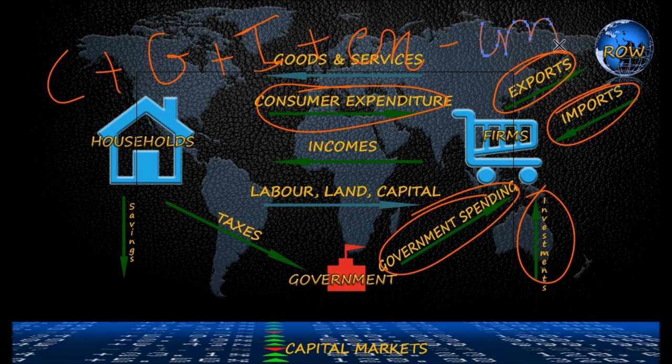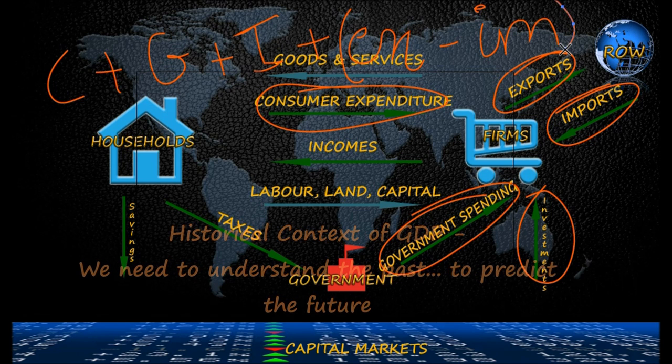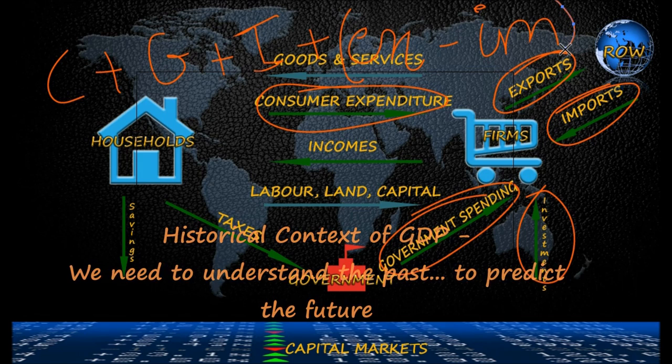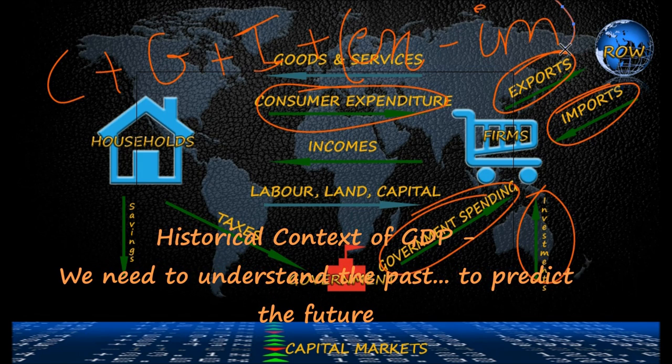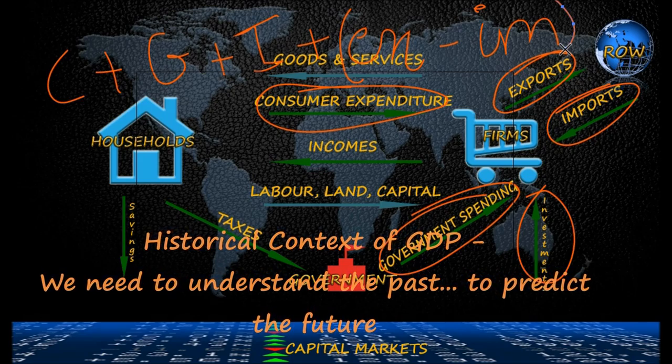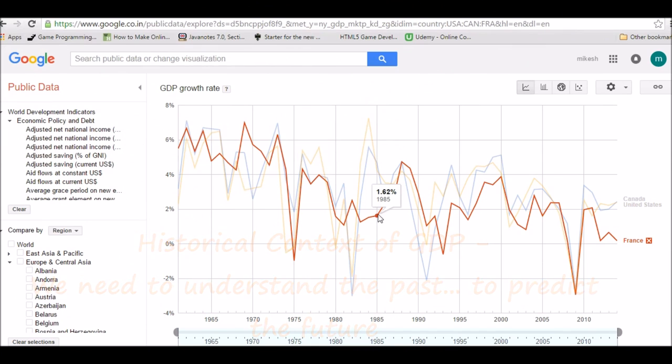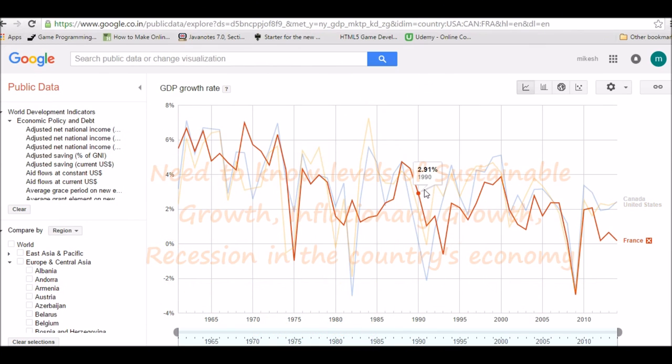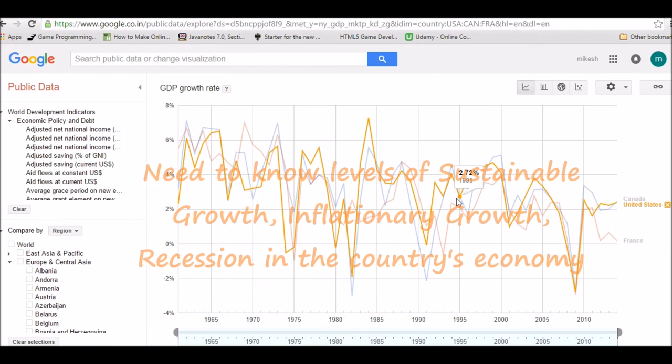Before we begin with the economic indicators, we first need to understand the historical context of the gross domestic product figure to understand what high growth, sustainable growth, and recession are. We need to know the historical context of growth, inflation, and interest rates, because when any economic data is released, we can look back to see how the central bank had reacted in the past when confronted with similar data.